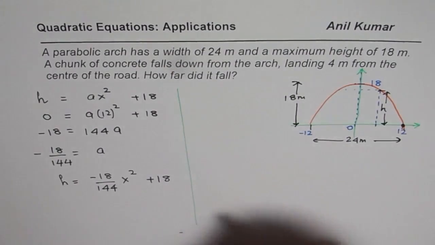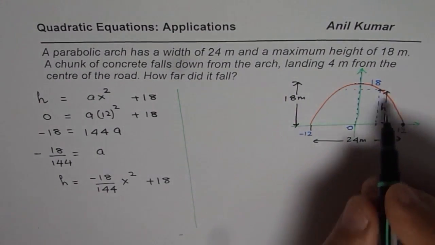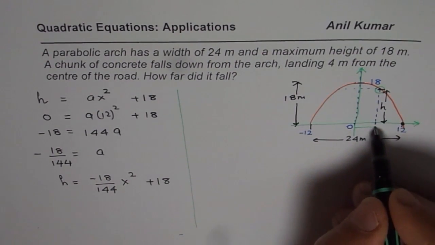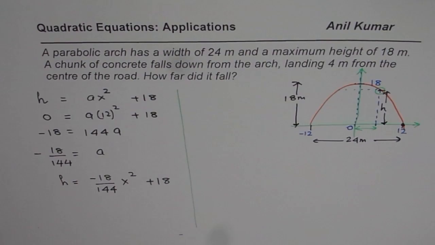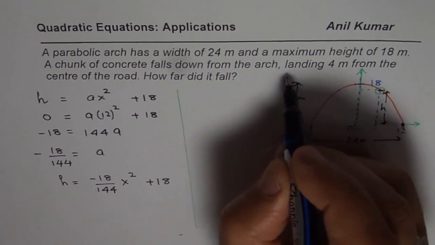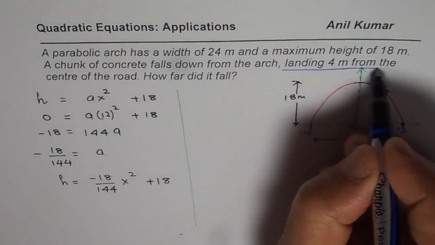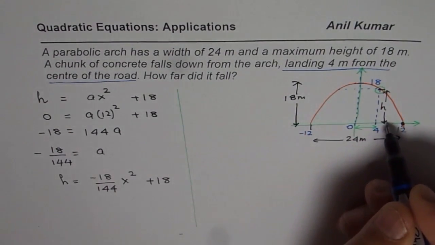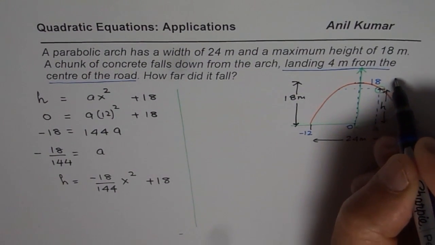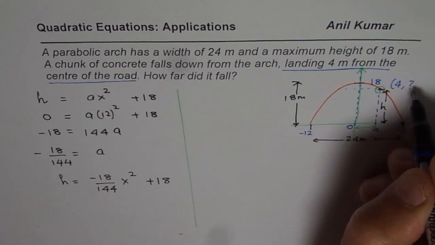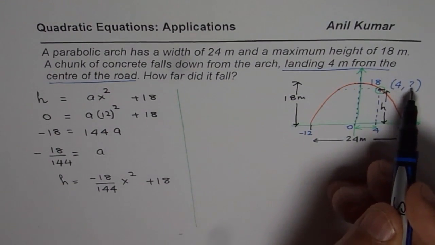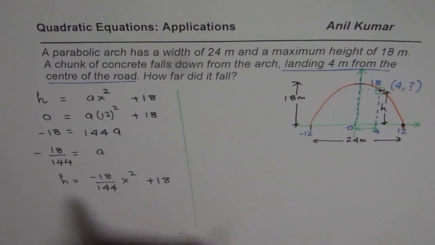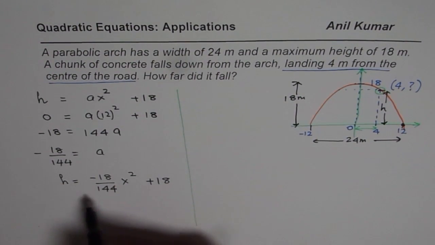Now the second part is we need to find the height. Basically on this path we need to find what is the height when you are 4 units away, right? Since it says landing 4 meters from the center of the road, it could be either side. We are assuming the right side, so 4 meters. So we know the coordinate point for this: 4 is the x value, but we don't know the y value, that is the height, which we need to find, right? So in our equation, we can substitute 4 and find the height, correct? So that is what we are going to do now.